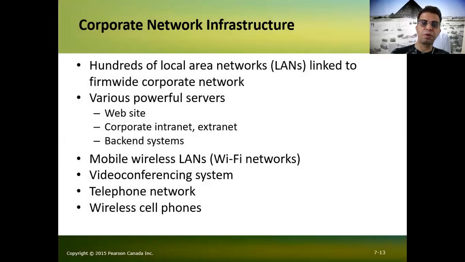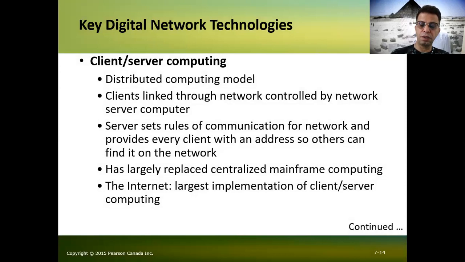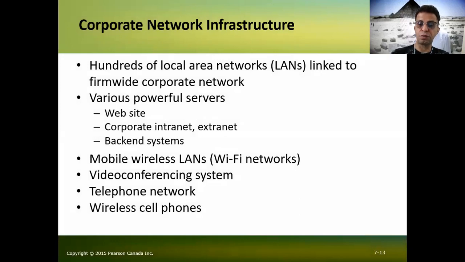Now, in the corporate network infrastructure, we said that there are hundreds of LANs linked to the firm-wide corporate network. Then we spoke about the various powerful servers for the website, corporate intranet, extranet, and back-end systems. And we saw the mobile wireless LAN, the video conferencing, the telephone networks, and the wireless phones, and how they are connected to the WAN or the LAN.